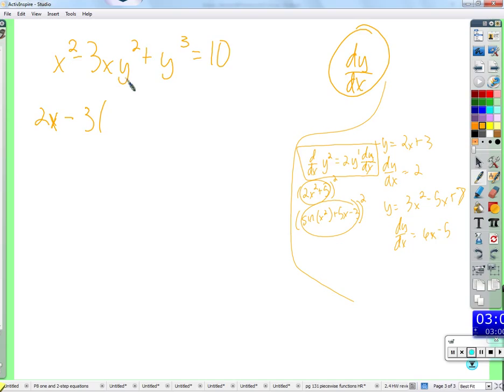Right? 1 times 2y. Now remember, y is an inside function. So when we get done taking the derivative of the outside, the square, multiply by the derivative of what? The inside function. What's inside the square function? Y is inside the square function. What's the derivative of y with respect to x? Dy dx. Times 2y times dy dx.